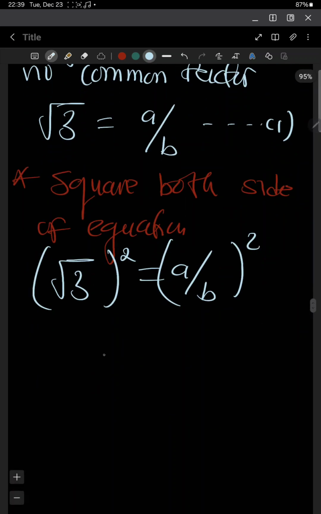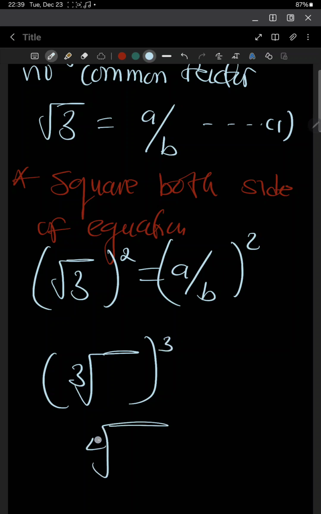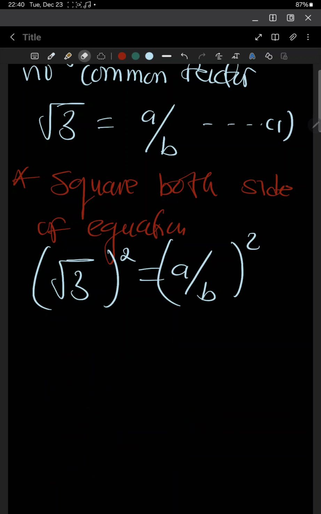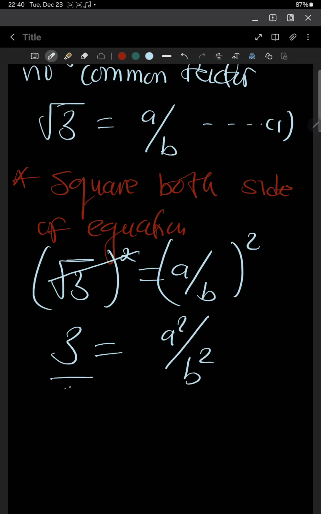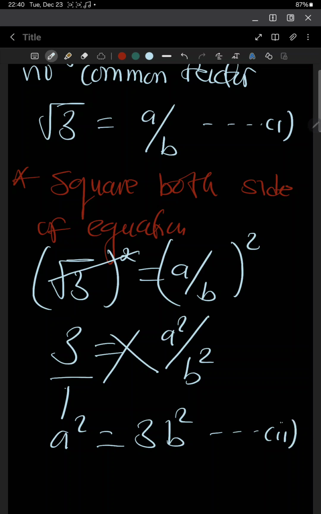If we have a cube root, to remove that cube root, introduce a cube. If you have a fourth root, to remove this fourth root, introduce a power of 4. So when you introduce that, this will cancel, and we remain with 3 equal to A square over B square. Make this a fraction by dividing by 1, and introduce cross multiplication. So it will be A square equal to 3B square. That is our equation 2.